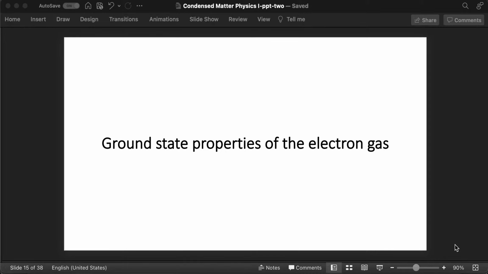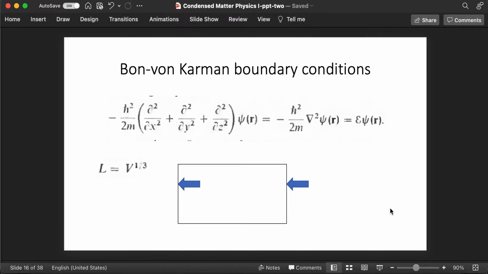Let us now consider the ground state properties of the electron gas. So we'll start with the Schrodinger equation, and we'll have to define the boundary conditions to solve the Schrodinger equation. The most natural way to do this is to assume that the electronic wave function cannot exist outside the solid.